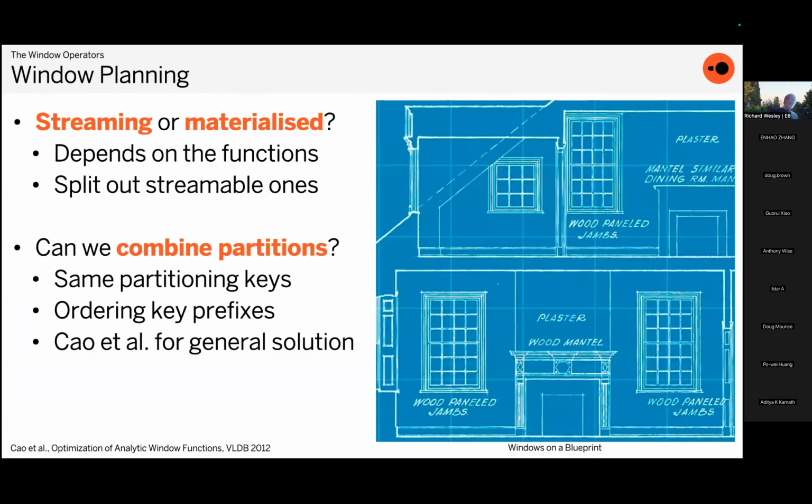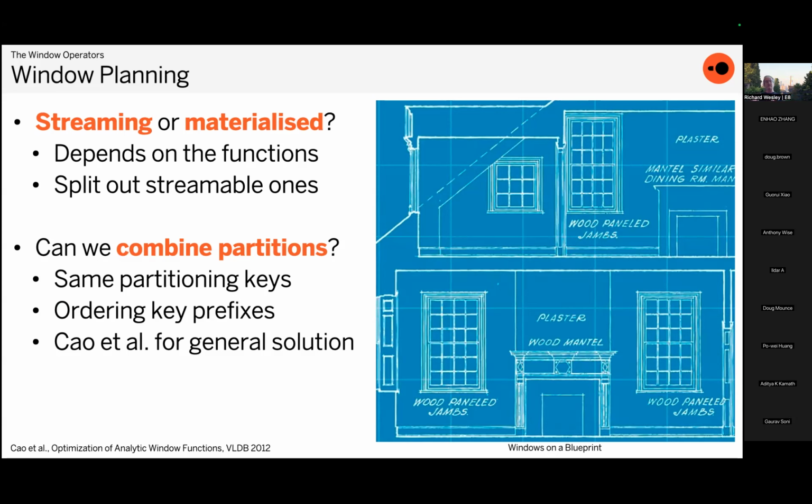And the last piece is, how do we do planning for windowing? Do we stream? Do we materialize? So we start looking at all of the functions, and if there are some streaming ones, we pull those out first because we don't want to disturb the order. And then the remaining ones, if everything has the same partition, we throw it together. But then the sort keys, you can do this thing where sometimes one might have a prefix of the sort. You say, well, how often does that happen?